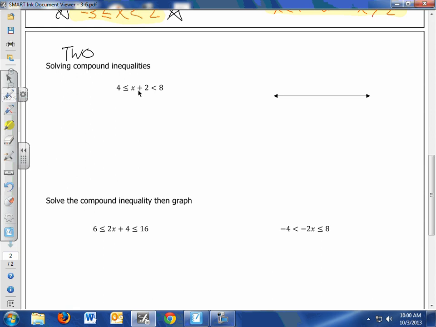We're told that x plus 2 is greater than or equal to 4, and x plus 2 is less than 8. What I will do is write out both inequalities as separate problems. So I have everything in the middle and the stuff on my left: 4 is less than or equal to x plus 2. That's my first one.